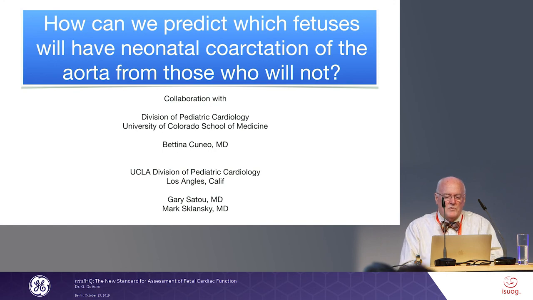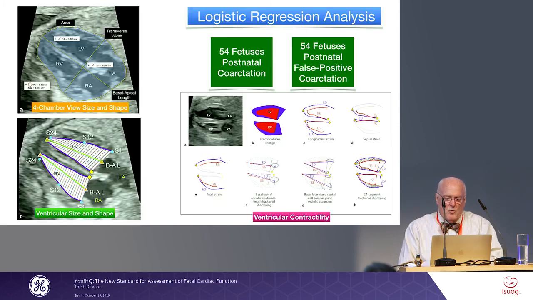How can we predict which fetuses will have neonatal coarctation of the aorta from those who will not? This was a collaborative study with, again, 2 institutions, and I was sent 108 4-chamber views to analyze. And it drove me nuts. It took me a few weeks to do that.